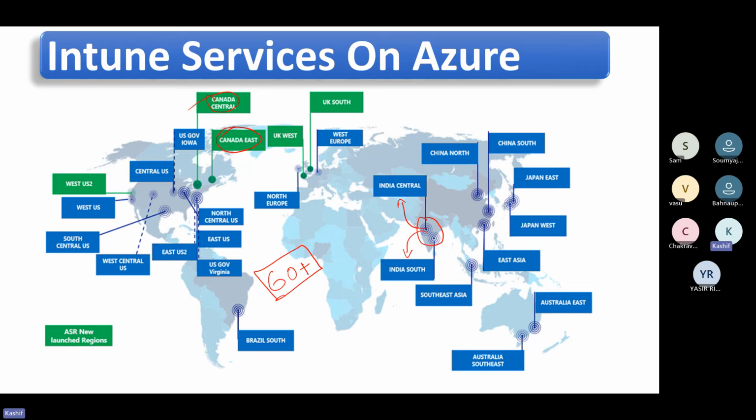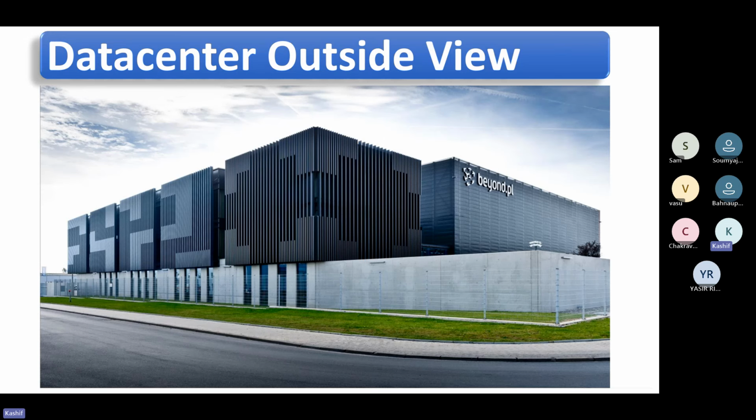Now this is the global overview wherein Intune services are running in these data centers. Now let me take you to the outside view of the data center. Suppose this is one of the data centers in India or China or Canada. Here the data center will look like a big building. Inside that building, you have multiple floors. Let's assume that this building has 10 floors.